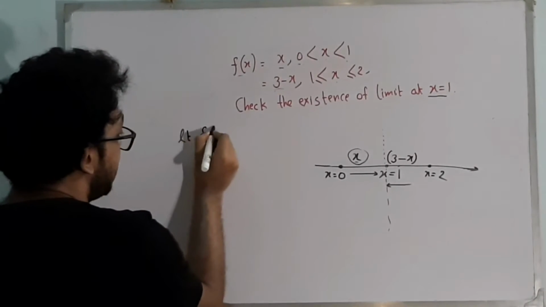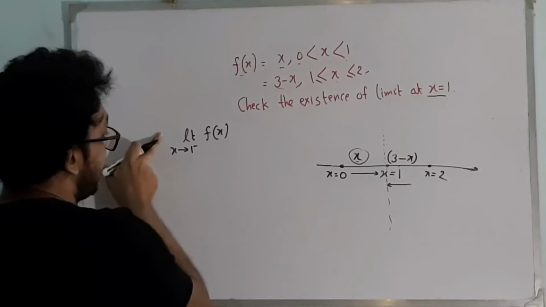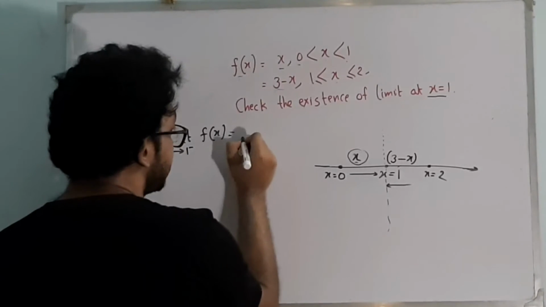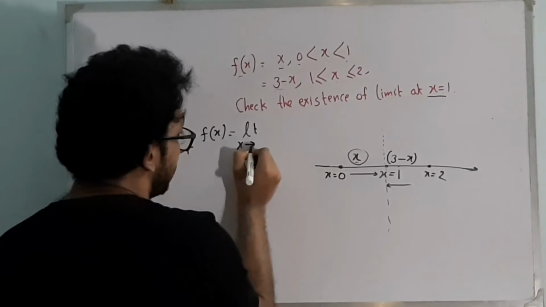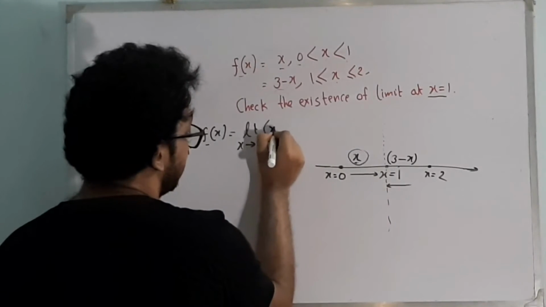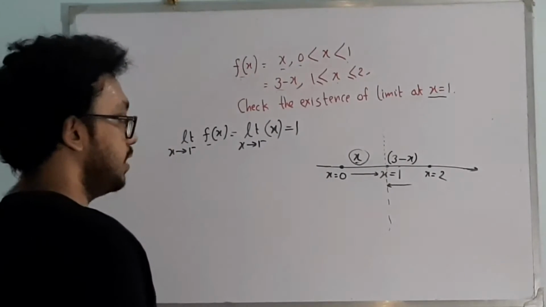So first find out the left hand limit. The left hand limit of the function f(x) at x equal to 1, which is denoted by limit of f(x) as x tends towards 1 minus, will be the same as limit of x as x tends towards 1 minus, as f(x) will be replaced by x as I explained, and limit of x when x tends towards 1 minus is nothing but 1, right?